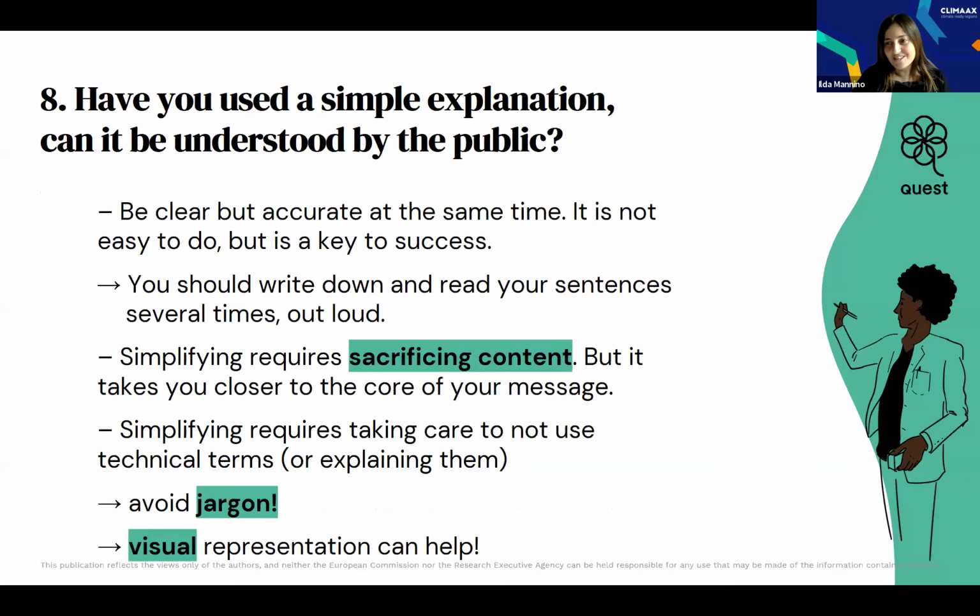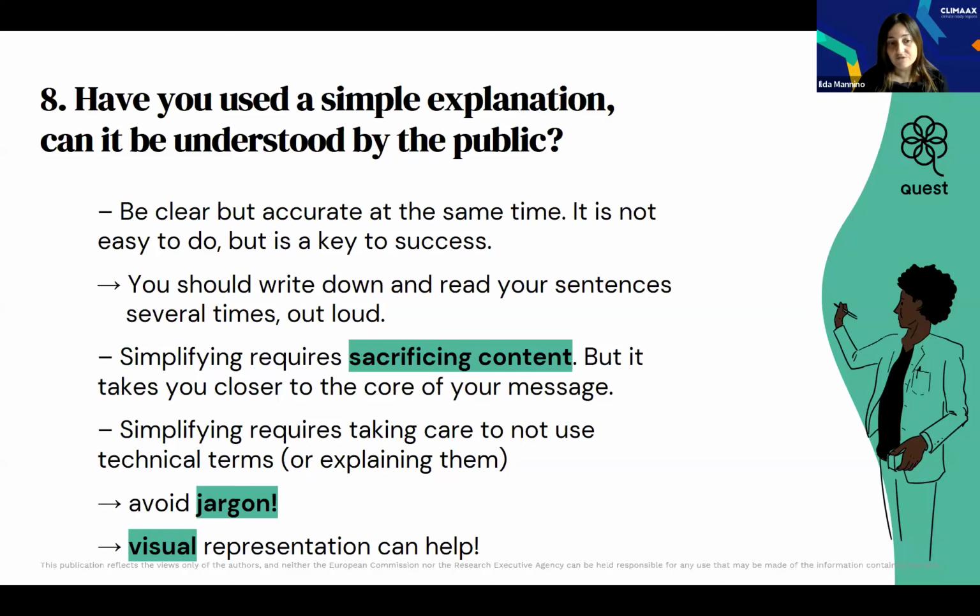Here we come to a very key challenge for scientists in particular: the need to use a simple explanation to be understood by a public of non-experts. Since this is a real challenge, the tips in this case are, first of all, sacrificing some content. If you stick to some key messages, that helps a lot. And try to avoid jargon. We are biased by the jargon, the technical language, so we take for granted that people can understand it, but there are some terms we are used to using that are not so common for a general public.